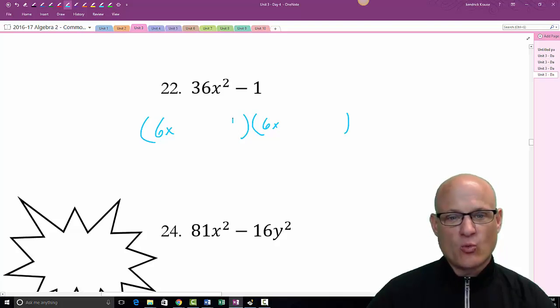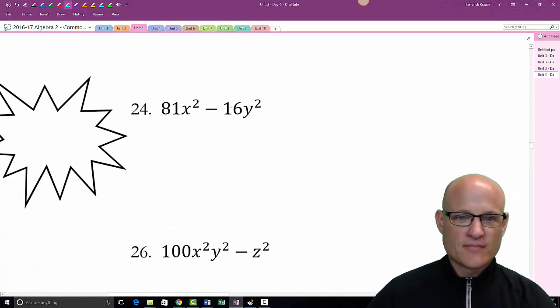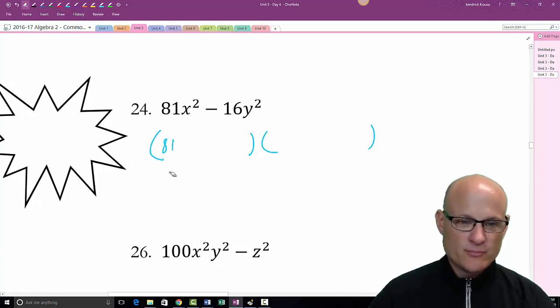1 is a perfect square. 1 and 1. One's plus, one's minus. Over here, 81 is a perfect square. What is 81? It's 9 times 9. So this is 9, and so it's 9x and 9x. That gives me 9x squared.